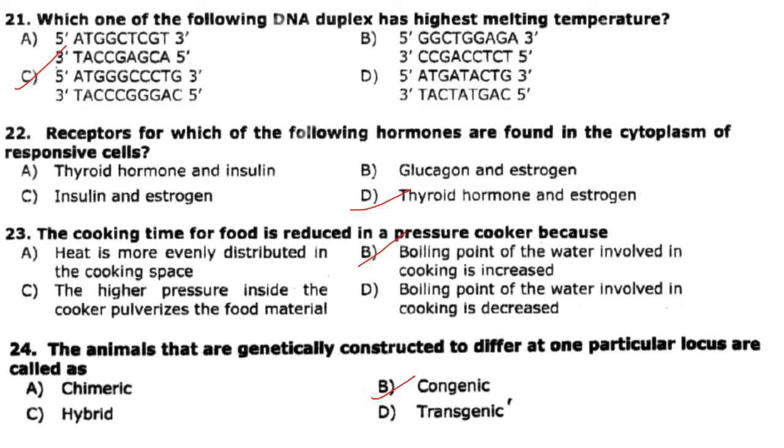Then receptors for which following hormones are found in the cytoplasm of responsive cell. So they are thyroid hormone and estrogen. Answer is option D. That's a question from biosignaling. Then next one. The cooking time for food is reduced in a pressure cooker because boiling point of the water involved in cooking is increased. Answer is option B. The animals that are genetically constructed to differ at one particular locus are called as congenic. Answer is option B.